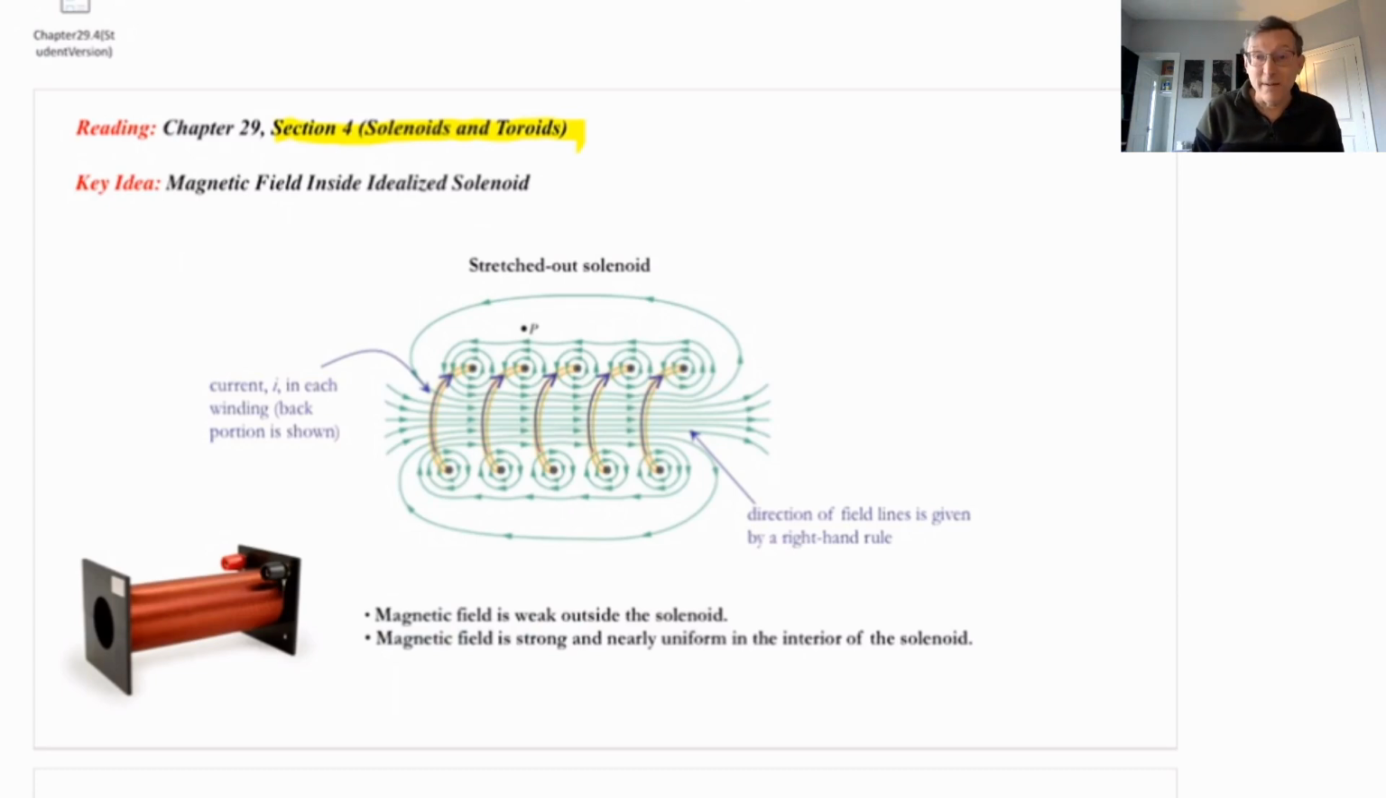We're going to use Ampere's law to find the magnetic field inside an idealized solenoid. So the first thing we have to explain is what a solenoid is.